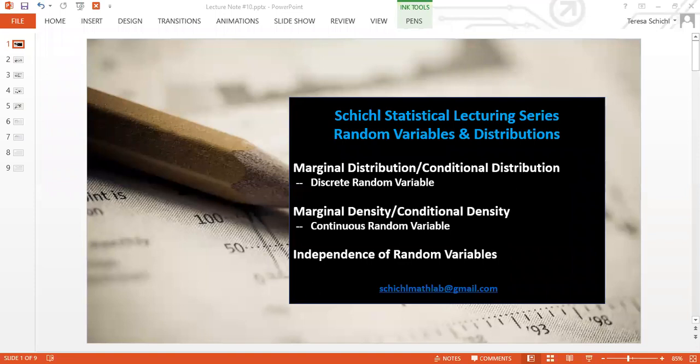In the previous video, we talked about how to find the marginal distributions for both random variables, for both continuous and discrete random variables. Today in this video, we're going to focus on how to find the conditional distributions for both discrete and continuous random variables, and how to check the independence of these random variables. They are very similar. So now let's go to it.